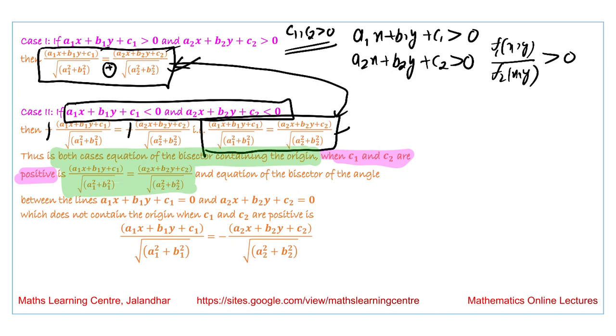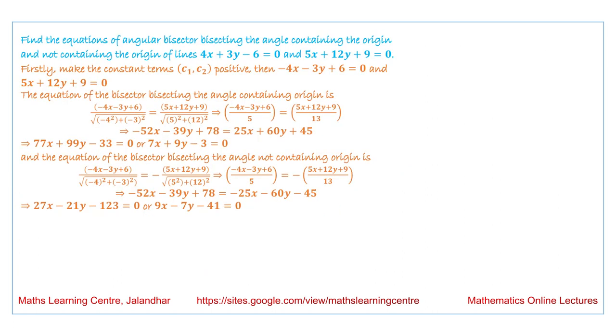And if we consider the equation with the negative sign, we are saying this represents the line towards the side which does not contain the origin. Now next we have to find the angle bisector, bisecting the angle containing these two lines.